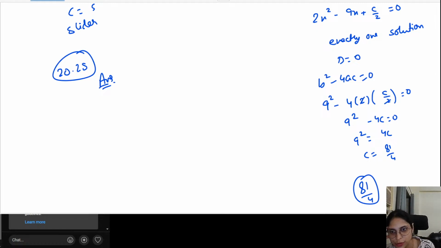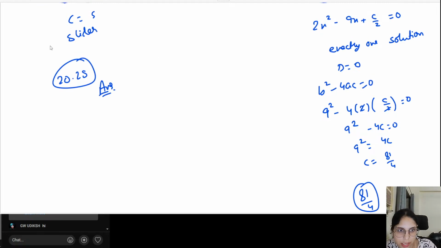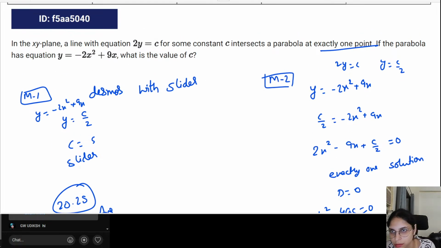So you can use slider also, but I don't like it because you do not know where you will get your value. Hi, GWOD. Yeah. So you can do a little more math and get the correct answer, because over here you're not sure. But if you like, no, we'll go with the slider, then go with the slider. I don't mind. I prefer the second method. All right.